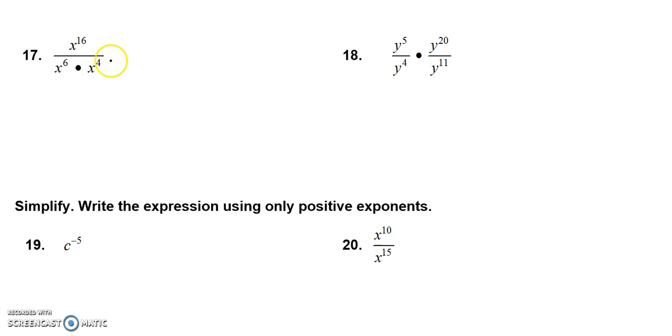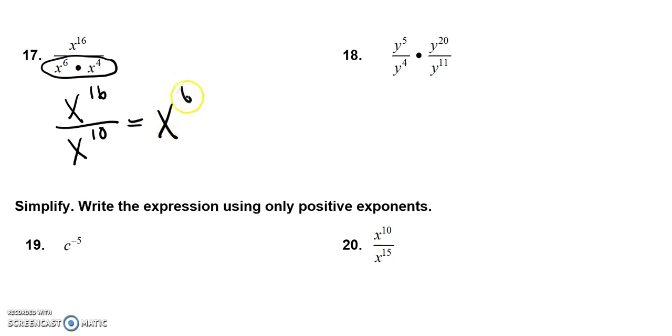17, just like we simplified the numerator before, now we're going to simplify the denominator. So this is x to the 16th over x to the 10th. Now we have division, so we subtract. 16 minus 10 is x to the 6th.